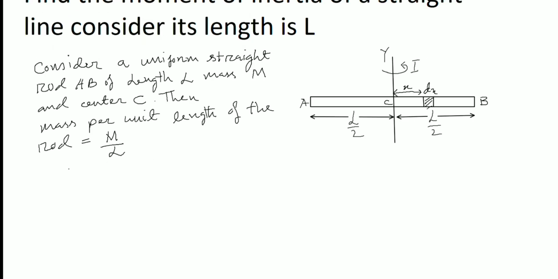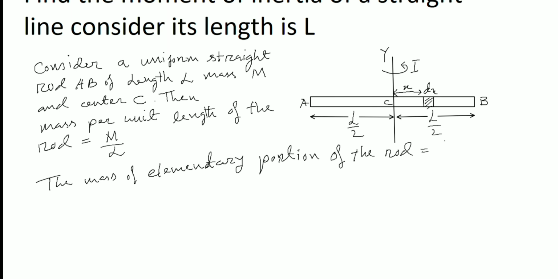Let the moment of inertia of the rod about the axis y dash passing through its center C and perpendicular to its length be I, and consider a small element of length dx of the rod at distance x from the point C. The mass of elementary portion of the rod equals M by L into dx.